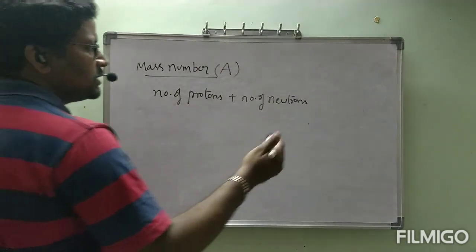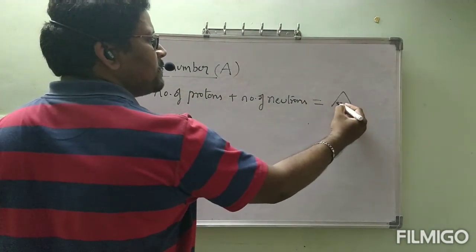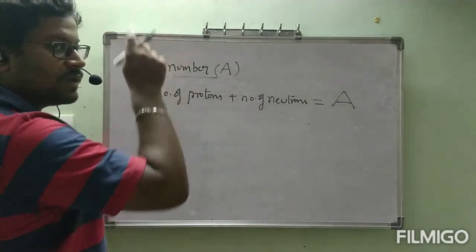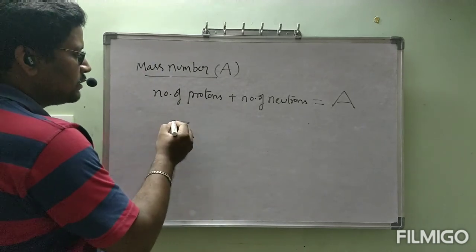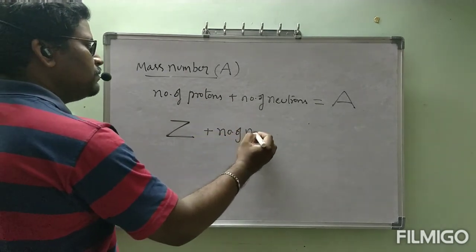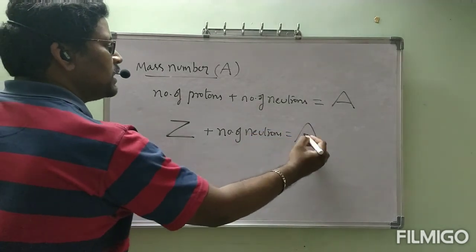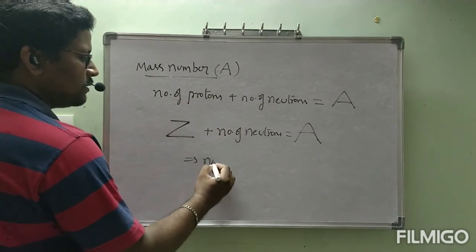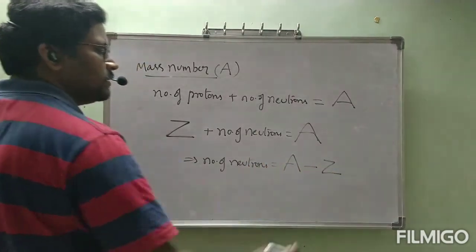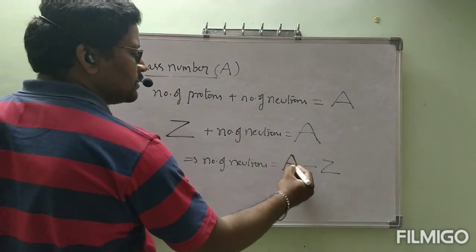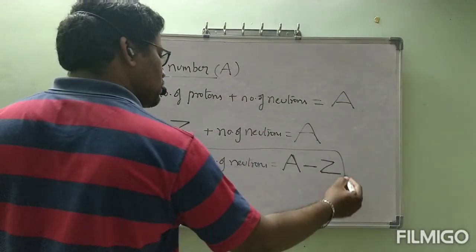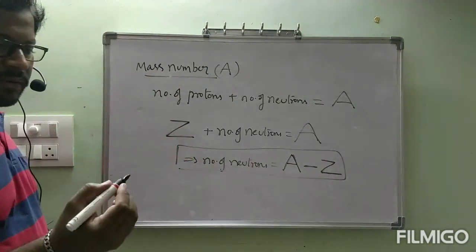Number of protons plus number of neutrons is equal to the mass number. Mass number is represented by A. Now, the number of protons, as we have seen in the definition, is the atomic number Z. So atomic number Z plus number of neutrons is equal to A. This implies number of neutrons is equal to A minus Z. This is the formula, keep it in a box.